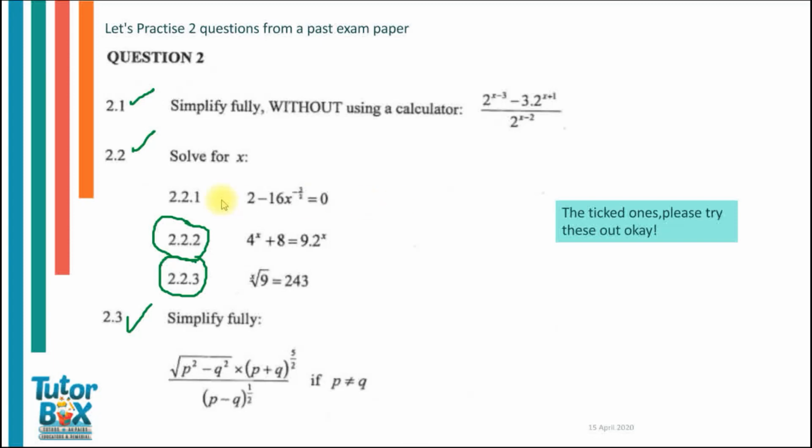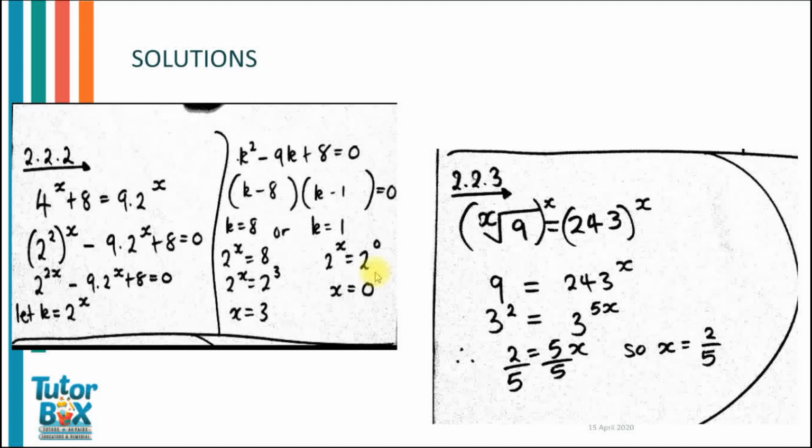Okay, so the ones that are ticked in green, you guys can work them out by yourselves. I want us to do 2.22 together and 2.23 together. So that's 2.22 and 2.23. Let's see what we do. So 2.22 says 4 raised to the power of x plus 8 is equal to 9 times 2 raised to the power of x.